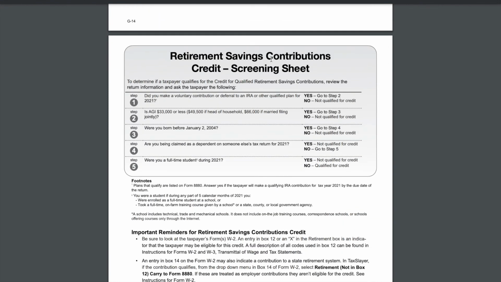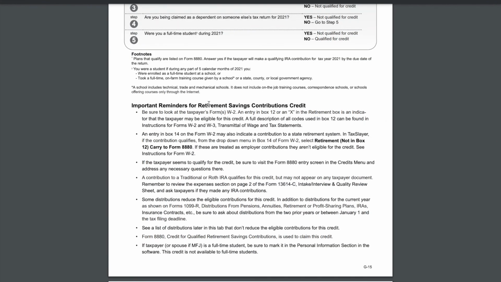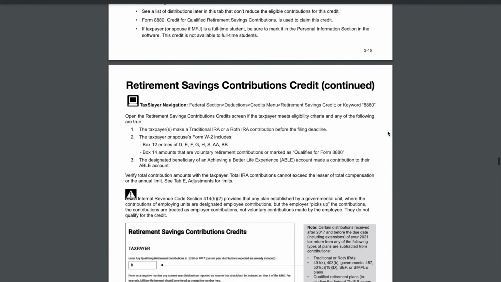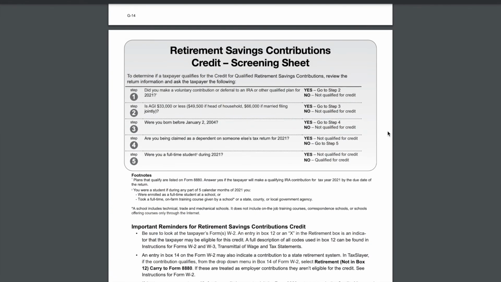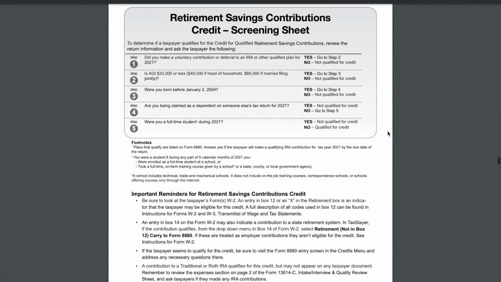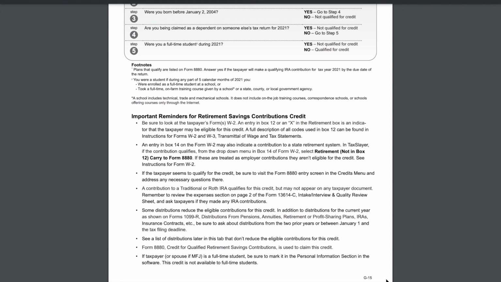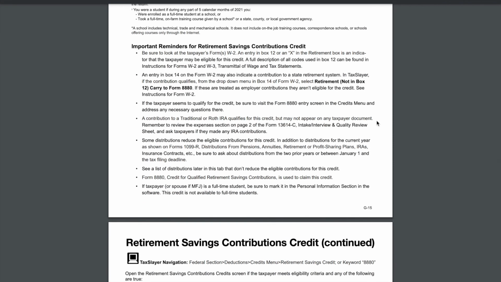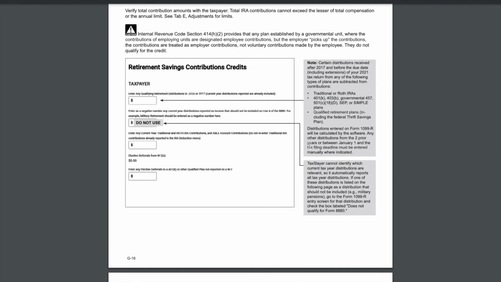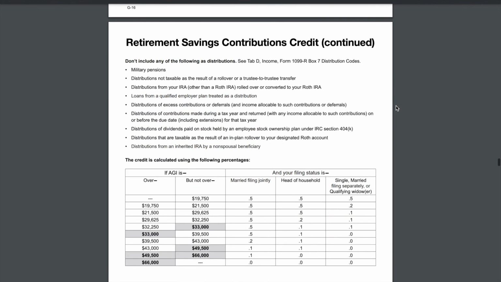So here now we get down to this, and this is the retirement savings contribution credit screening sheet, and this is something that we talked about in the lecture a bit, but there are going to be some important notes here with regards to retirement savings and their contributions that you will need to pay attention to, to ensure that the contributions are in fact actually deductible. And so anytime you see retirement contributions and you think they may be eligible for the credit, come to this page, G15. That's going to give you the info that you need to know. As you can see, there are a lot of details that can go along with it. Here, showing you how to enter it into TaxSlayer.